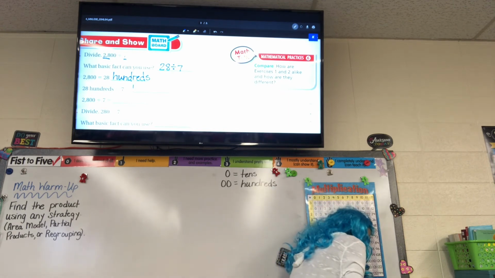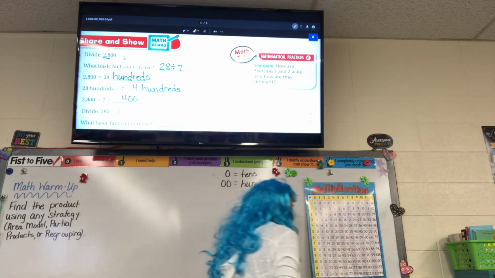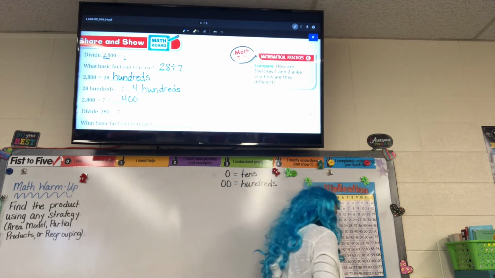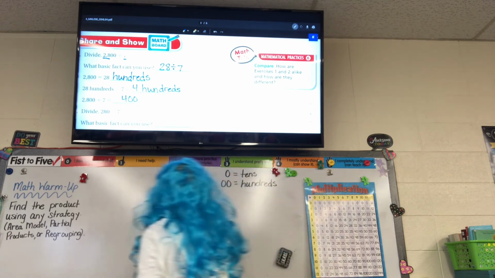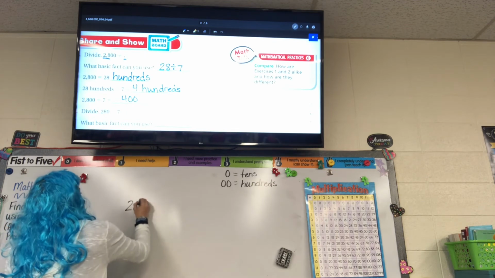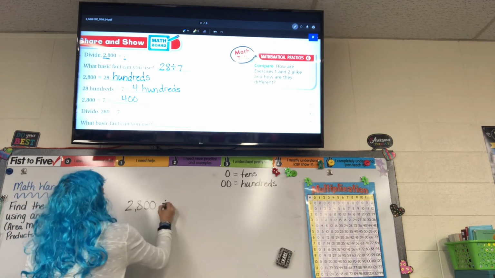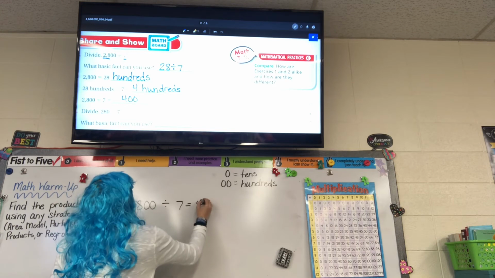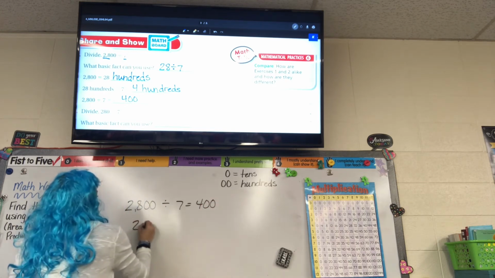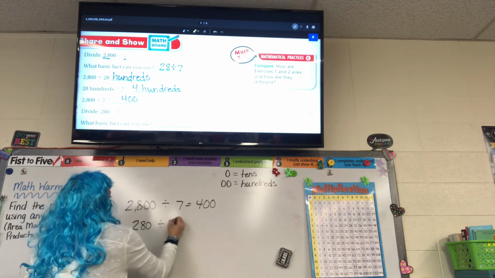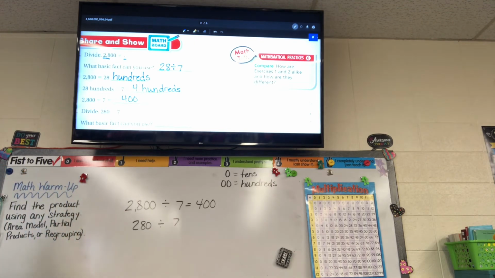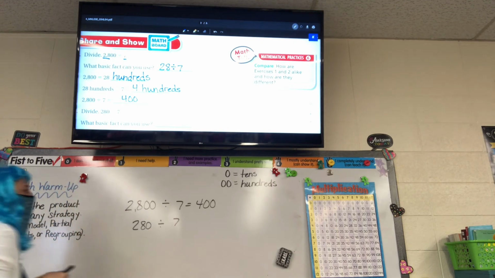And then we have to bring over that word hundreds, just like we bring over zeros. And 4 hundreds is the same as 400. So 2,800 divided by 7 equals 400. What is the only difference in this problem and this problem? What's the only difference, Jace? There's one less 0 in 280.